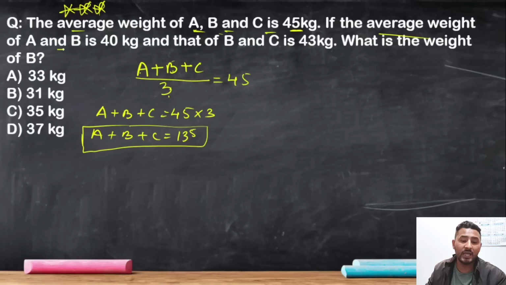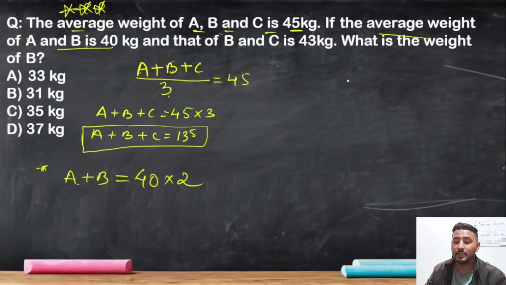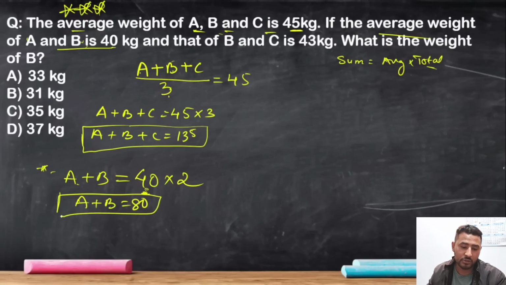If the average weight of A and B is 40 kg, now this is only for A plus B. So again you have to find the sum, right? I'll do it directly: 40 into how many numbers? Only 1 and 2, so you should multiply by 2. Remember I told you sum is equal to average into total number. The average is 40 and the total is 2, so A plus B is equal to 80. Clear?